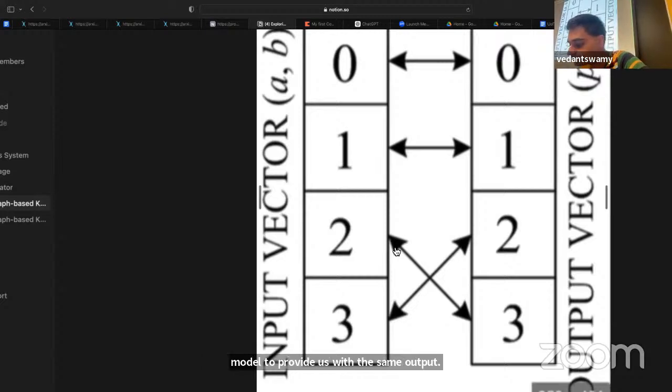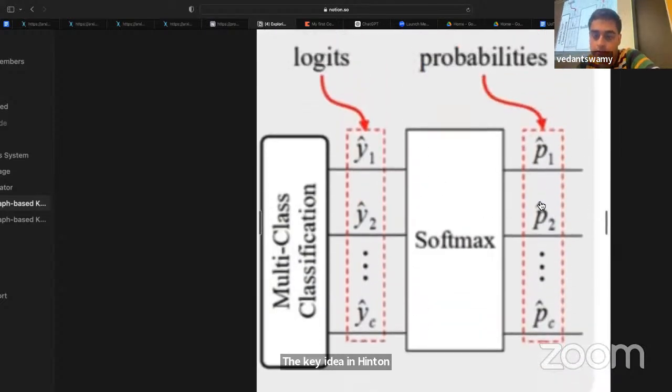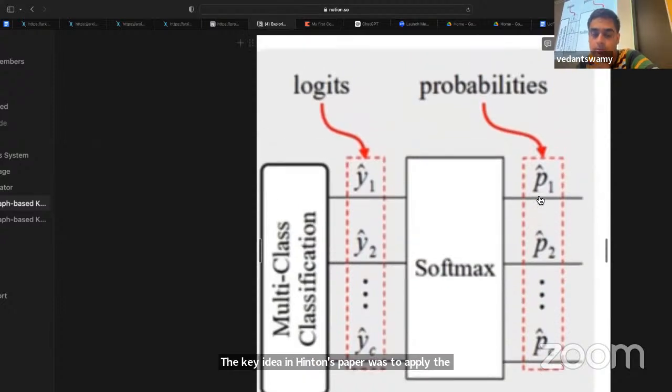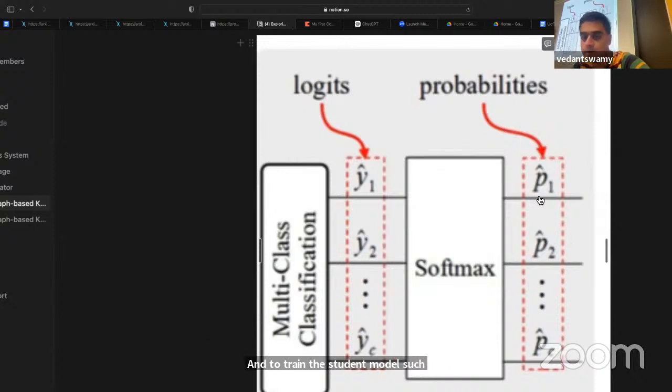So the key idea in Hinton's paper was to use the probabilities that were produced by the teacher model to train the student model such that it provides us with the exact same probabilities as the teacher model.